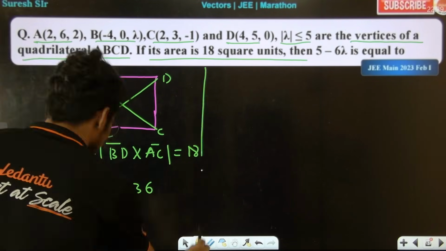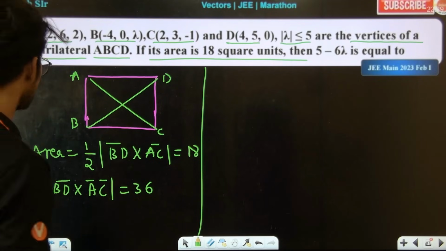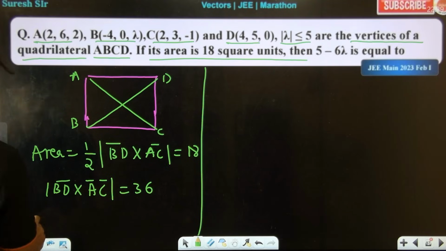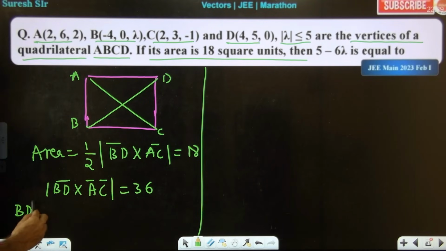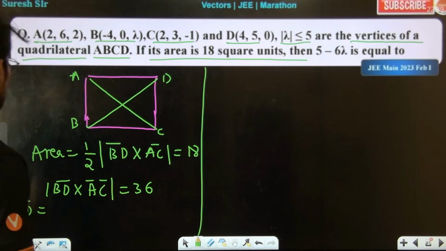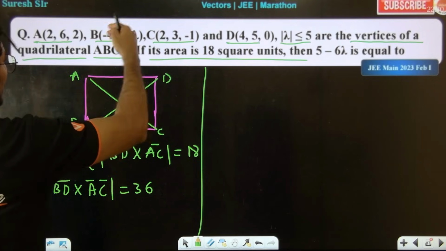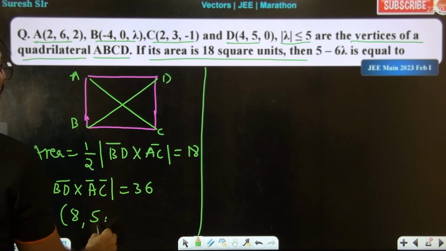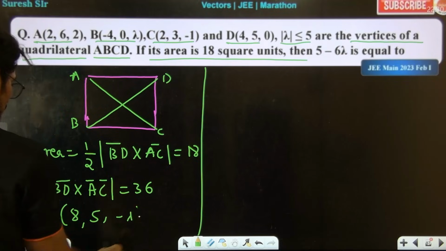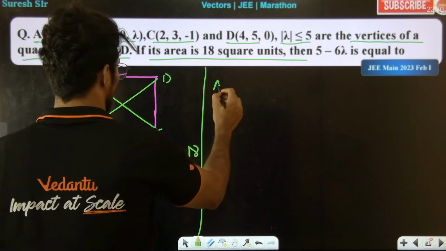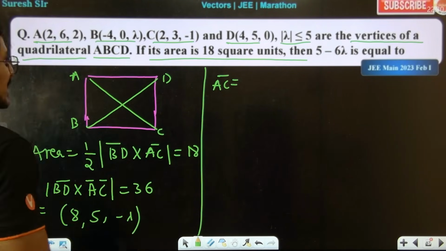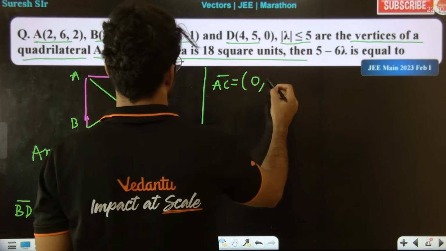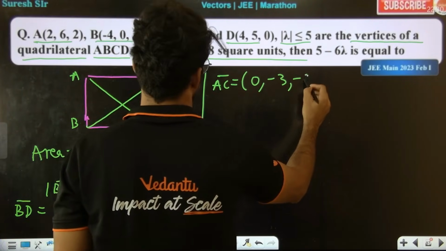So BD cross AC, how do we do it, sir? I'll find out the BD vector first. What is BD vector? Position of D minus position of B. So 4 plus 4, 8, sir. 5 minus 0, 5, sir. And then 0 minus lambda, so this is lambda. Then what is the AC vector? C minus A, which is going to be 0 minus 3, minus 3, minus 1, minus 2, minus 3.